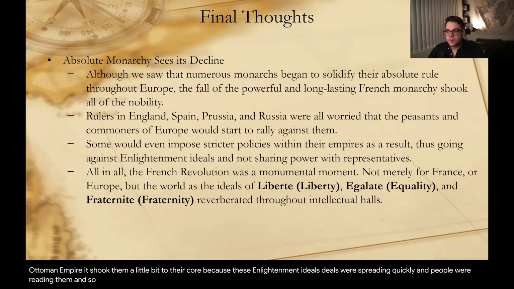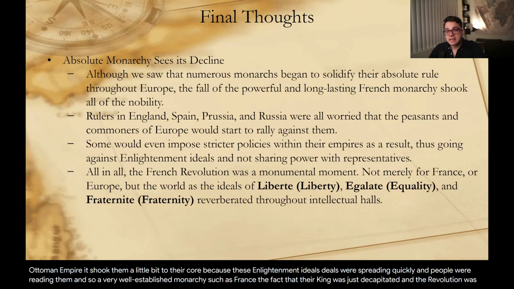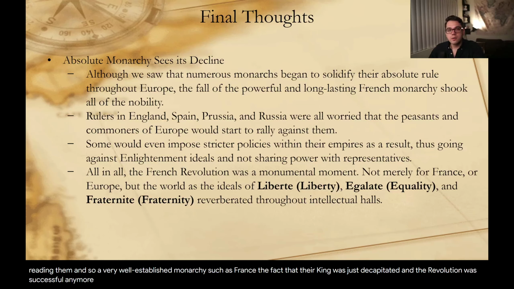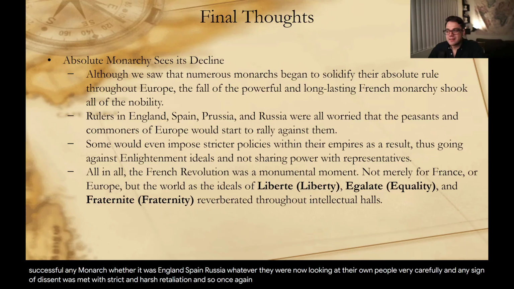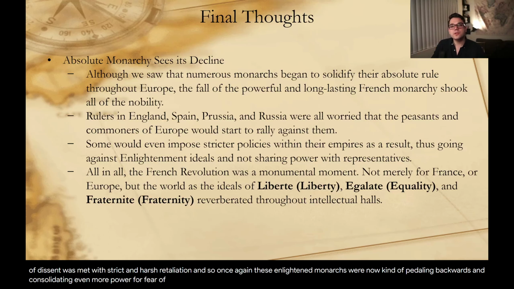And so a very well-established monarchy such as France, the fact that their king was just decapitated and the revolution was successful, any monarch, whether it was England, Spain, Russia, whatever, they were now looking at their own people very carefully. And any sign of dissent was met with strict and harsh retaliation. And so, once again, these enlightened monarchs were now pedaling backwards and consolidating even more power for fear of losing that power.